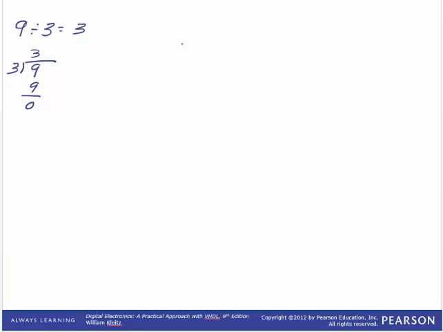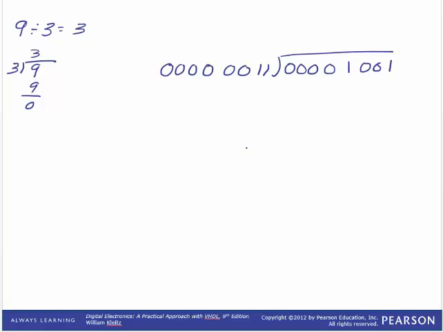So we're going to see 3, which is, and I'm going to keep it 8 bits because we like to do that. 3 is 0, 0, 0, 0, 0, 0, 1, 1, and we want to divide it into 9, and 9 is 0, 0, 0, 0, 1, 0, 0, 1.